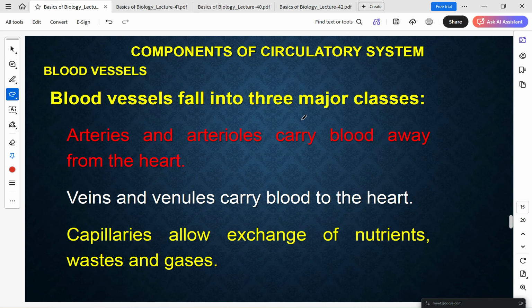The blood vessels are the other component in the circulatory system. They fall in three major categories: arteries and arterioles, veins and venules, and capillaries. The arteries and arterioles carry blood away from the heart. These also usually arise from the atrium. The veins and venules carry blood to the heart.